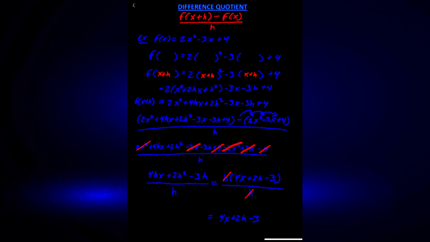And then from there, we identify if there are any GCFs or greatest common factors in the numerator. In this case, there's an h that's left in all the terms, so we factor that out. And that allows us to cancel out the h in the denominator finally, which leads us to our final answer of 4x plus 2h minus 3.